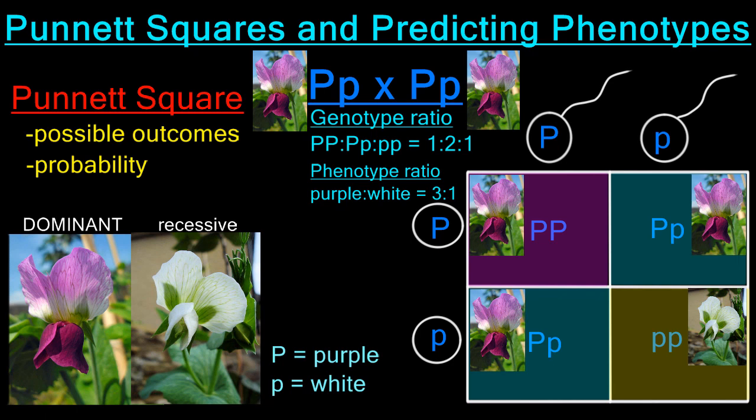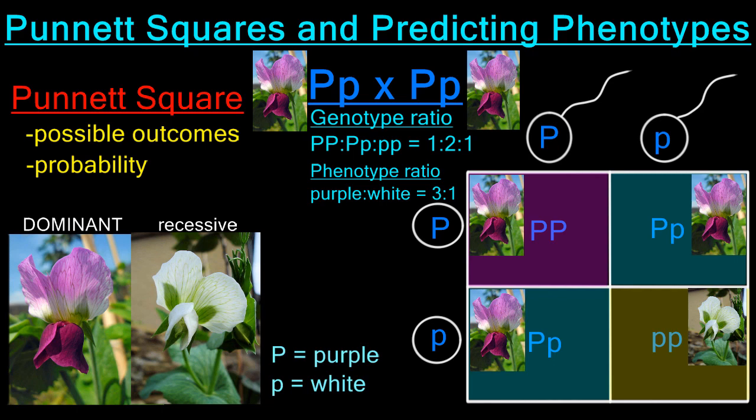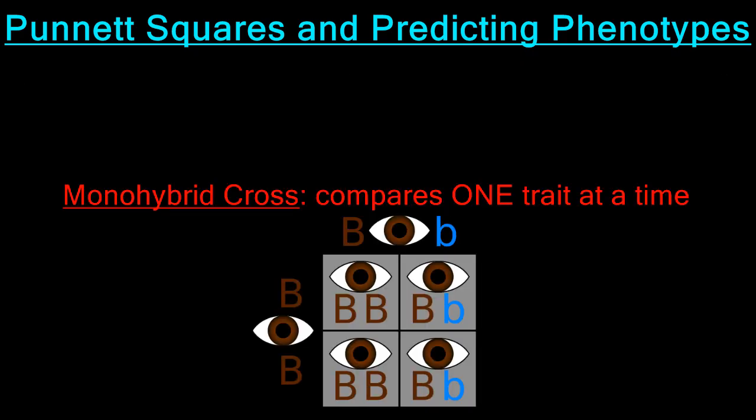It's important to remember that these results are a probability. That is, what will probably happen, not necessarily what will happen in reality. We could perform this cross and get all white offspring. Is that probable? No, but it is possible. So far, we have been using Punnett squares to examine only one trait at a time.